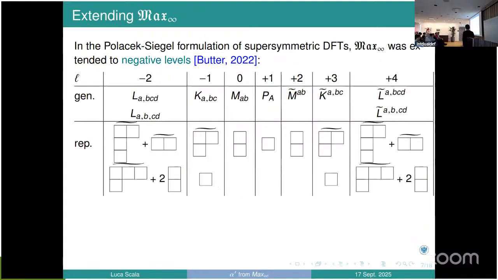This essentially is a sort of extension of Lorentz by a free Lie algebra generated by translations. Now in 2022, Butter, in the Polaczek-Siegel formulation of supersymmetric double field theory, this right-hand side here is the algebra I was telling you about, these positive level things. Introducing a Polaczek-Siegel metric, he was dualizing this to negative levels. So P is self-dual until the A becomes dual to the Lorentz generator, kappa tilde with kappa, L tilde with L. So you have this kind of extended Maxwell infinity.